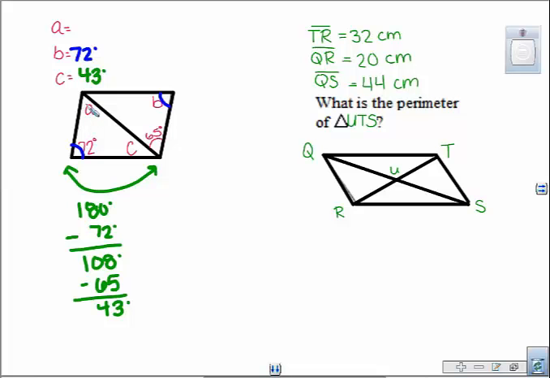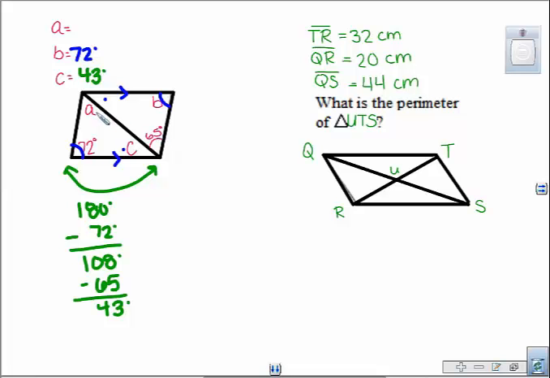Now A, it doesn't tell you which is the 43 and 65. You have to think back to your parallel lines. When we have parallel lines, we'll look at these two parallel lines, and the line that cuts through them, the transversal, this diagonal is serving as a transversal. Those alternate interior angles are congruent. So C would be here. So that means that A and 65 are the same.